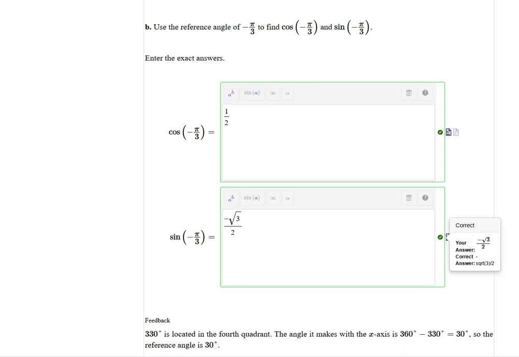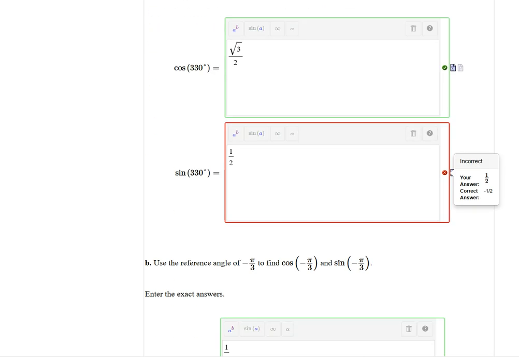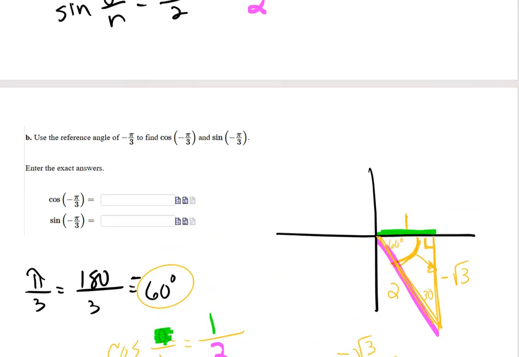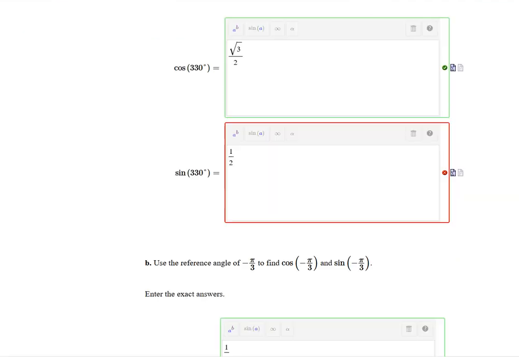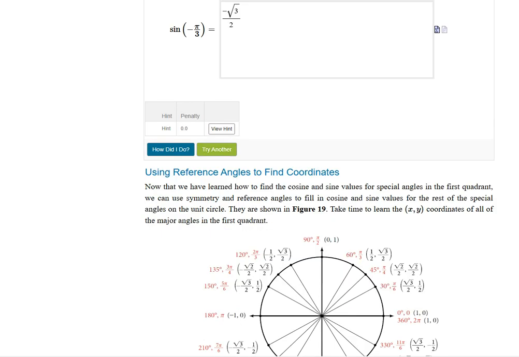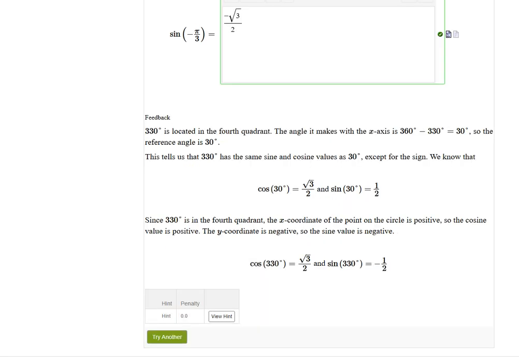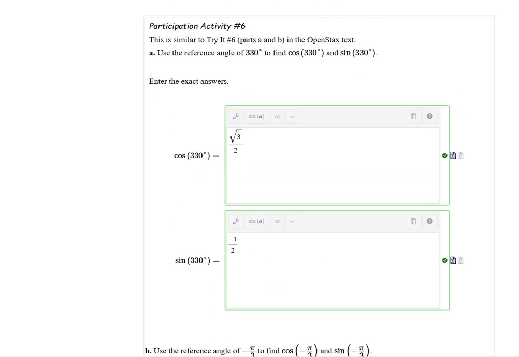How did I do? Okay, those are right. What's wrong with this one? Let me go back. Sine. Oh, I forgot my negative sign. See, right there. It says negative 1/2, and I forgot to type it in. Okay. Now check them again. How did I do? My time is almost running out. Green, green, green, green. They're all green.